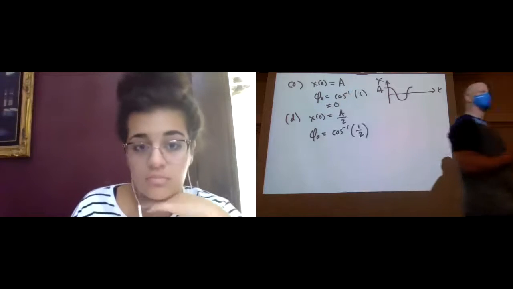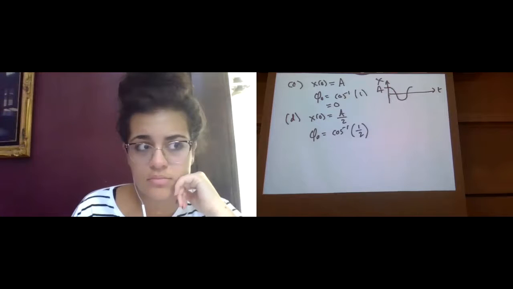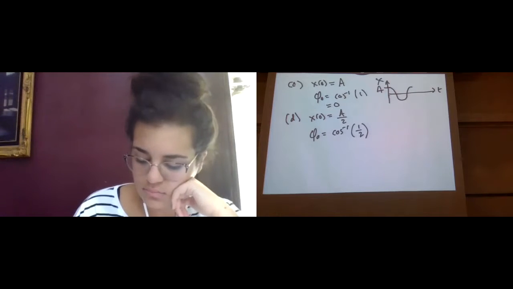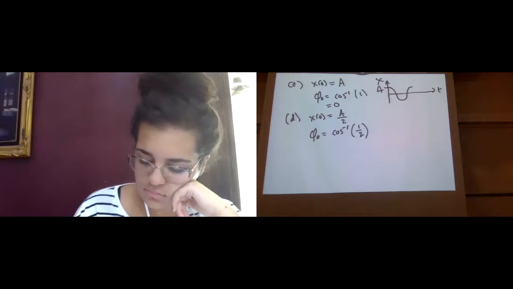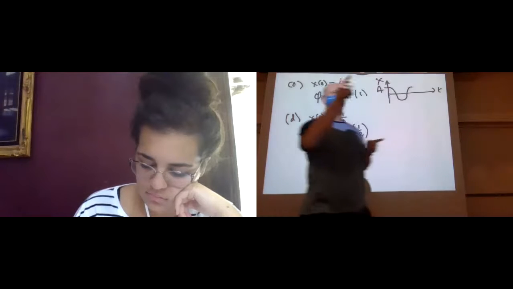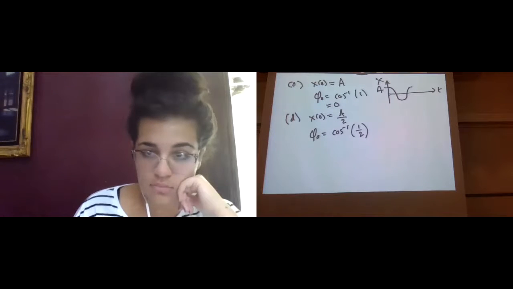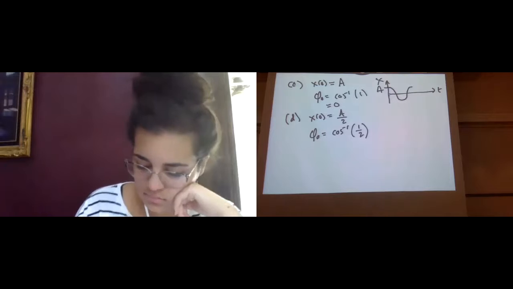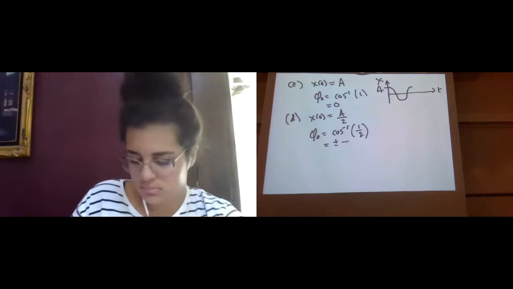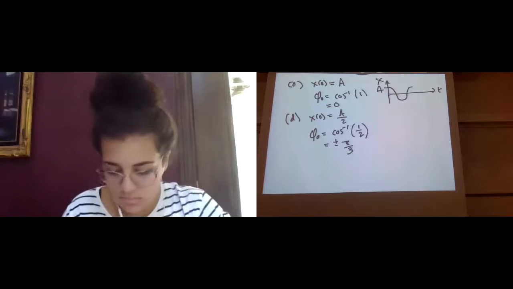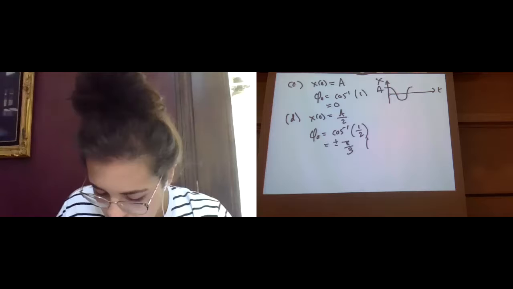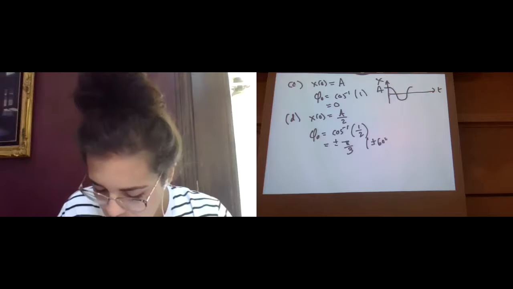So does anybody know where cosine is equal to 1/2? So what angle is it equal to 1/2? Pi over 3, good. And that's 60 degrees, right? So this is going to be equal to plus or minus pi over 3, or in degrees, plus or minus 60 degrees.